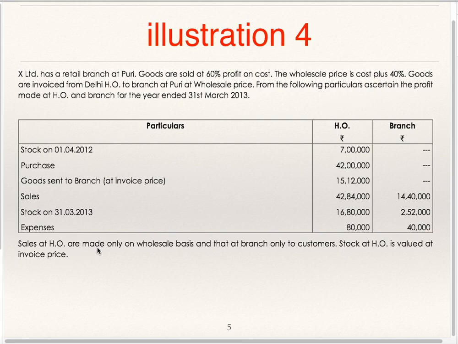Why? Because head office sells on a wholesale basis, so the invoice is at wholesale price. Stock at head office is at wholesale price, invoice price. Branch stock is also at wholesale price because the branch is getting goods from head office at wholesale price. You are supposed to remove the loading and enter it on the opposite side of the profit and loss account in the head office column.